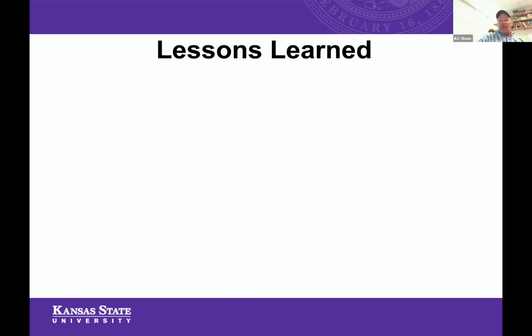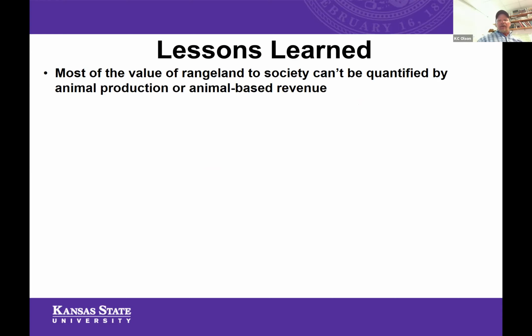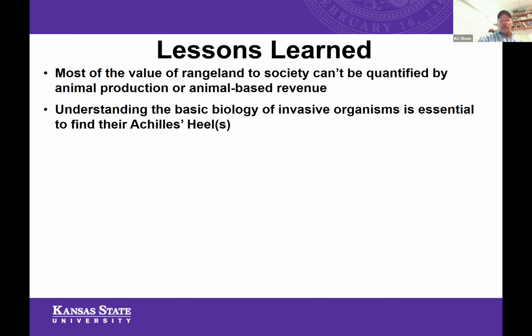So to wrap things up here, this is a 10-year-long process that's ongoing. And one of the things that we learned is that most of the value of rangeland to our society can't be quantified by simply thinking about animal production or animal-based revenue. Some other things have to at least be considered in our Sericea control approach.